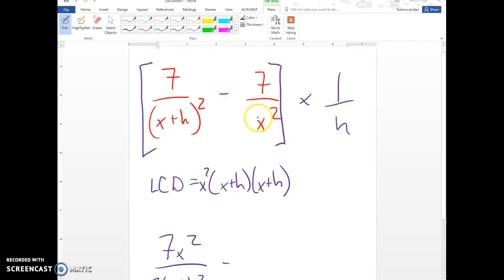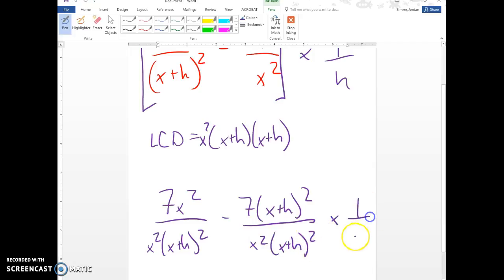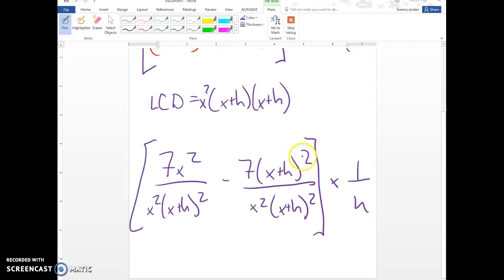It's early. Now over here, I'm going to have to multiply this by x plus h squared top and bottom, so it's going to give me 7 times x plus h squared, again over our LCD, and we're still going to multiply that at the end of the day by 1 over h. But we're still working on this part here, okay? Don't start getting crazy with h yet.